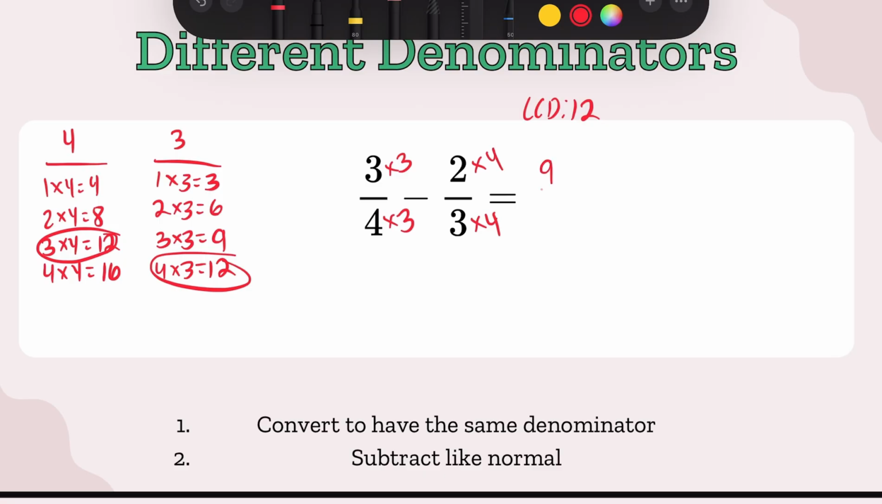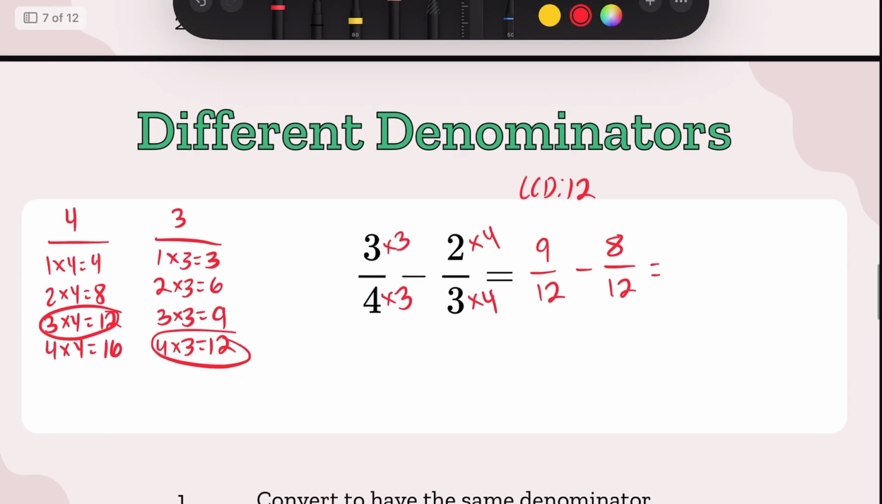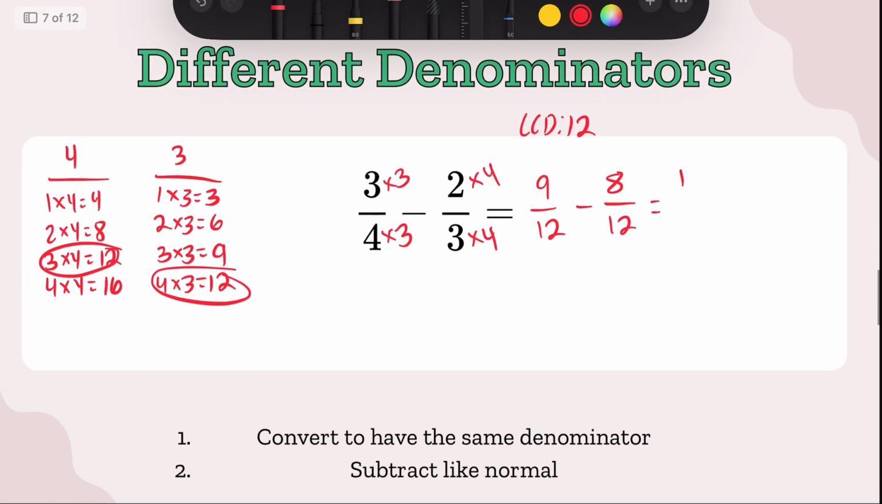3 times 3 is 9. 4 times 3 is 12. I keep that minus. 2 times 4 is 8. And 3 times 4 is 12. And like that, they have the same denominator. And now we just subtract them like normal. 9 minus 8 is 1, and we keep our denominator.